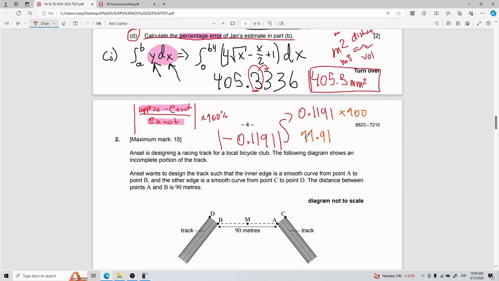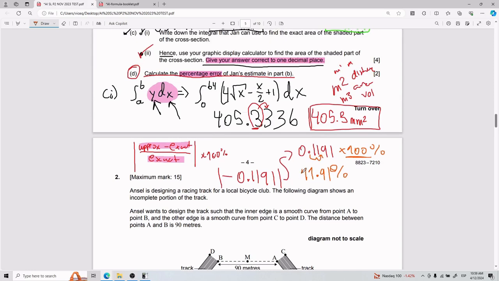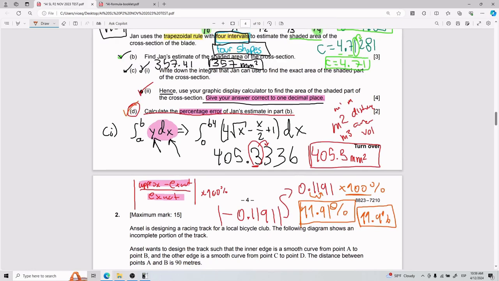So really, this is a trick to put decimals in percent. Multiply by 100, put the percent symbol. The key idea is multiplying by 100 or moving the decimal place twice to the right. Anyways, your answer is going to be 11.91%. If you use three significant figures, you can leave it as 11.9%. All right? So that is for part D.